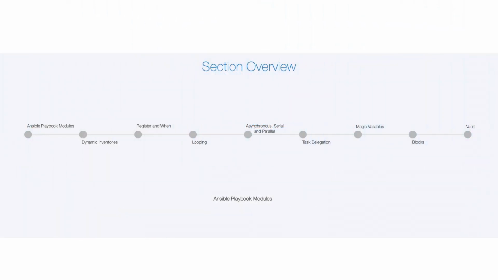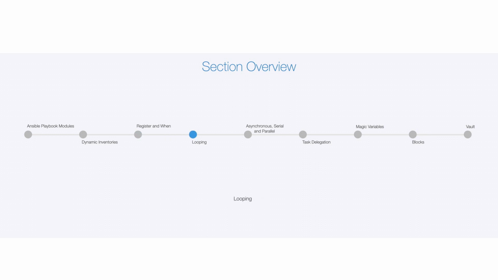In this section, we're going to start by looking further into Ansible Playbook Modules with hands-on examples. We'll then move on to dynamic inventories, how to use them and how to create them. Register for registering information that is received whilst executing tasks, and then making use of this with later consumption. We'll also look further into the use of when.